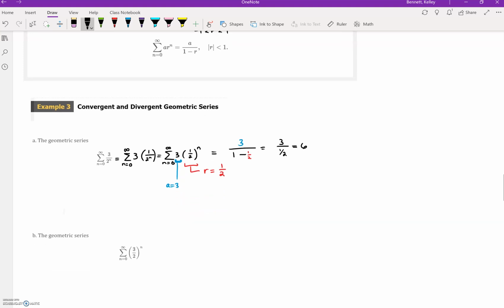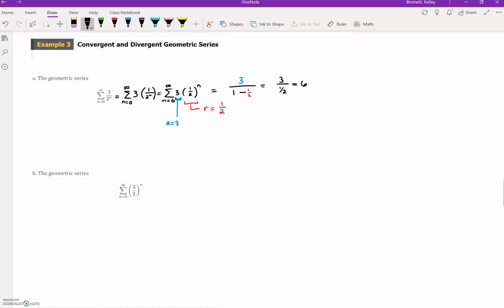For the next one, it looks similar, but it's actually quite different. The 3 is being affected by the exponent. So in this instance, r equals 3 over 2. So since the absolute value of r is not less than 1, the series will diverge.